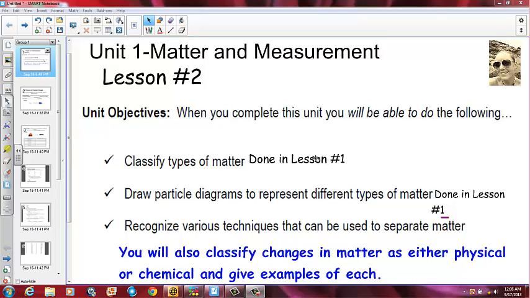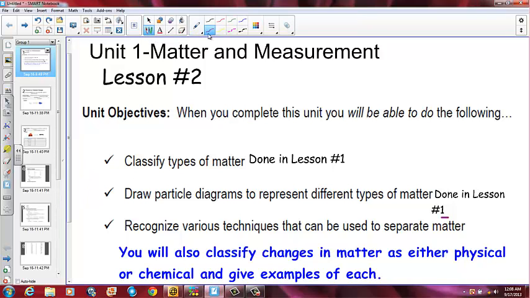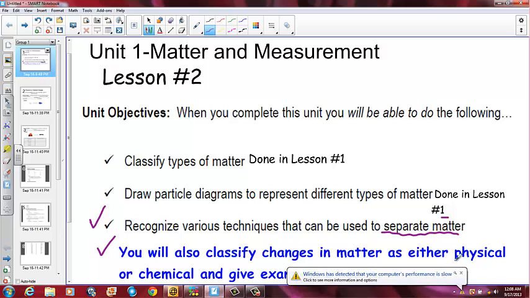Okay, guys, so this is lesson number 2, and we will be covering the following objectives. We will be covering this one and this one right here. You are going to recognize various techniques that can be used to separate matter, and we talked about physical separation and chemical separation of matter. And you will also classify changes in matter as either physical or chemical and give examples of each. We have completed objective number 1 and objective number 2 in lesson number 1, previously recorded.